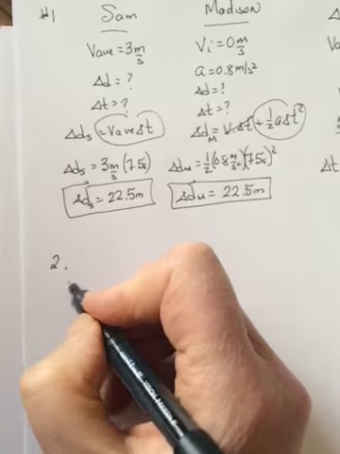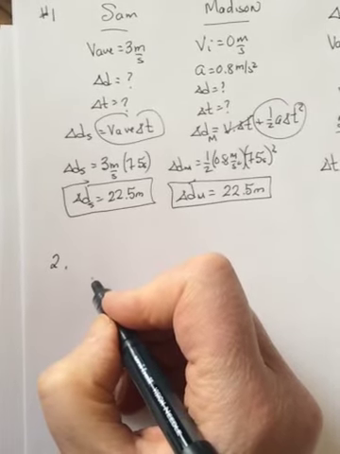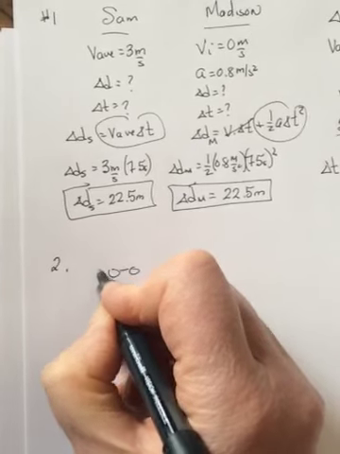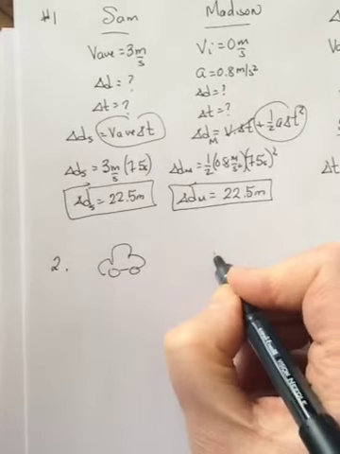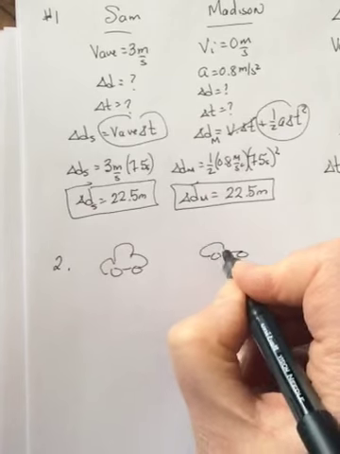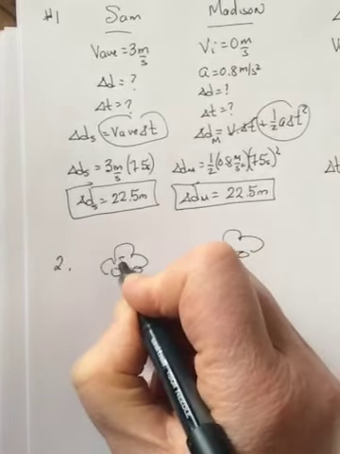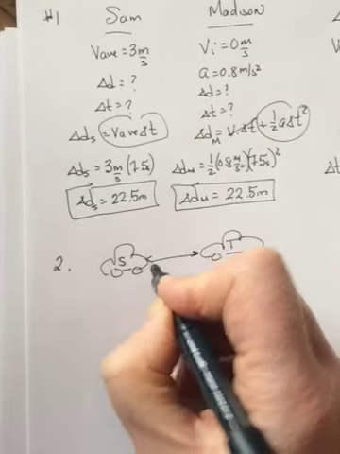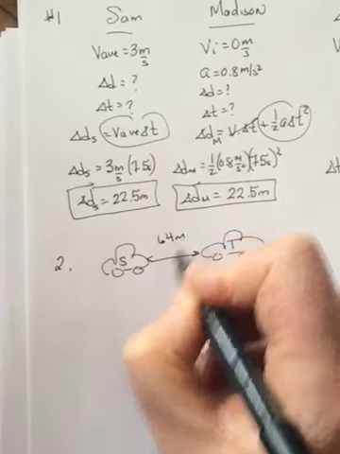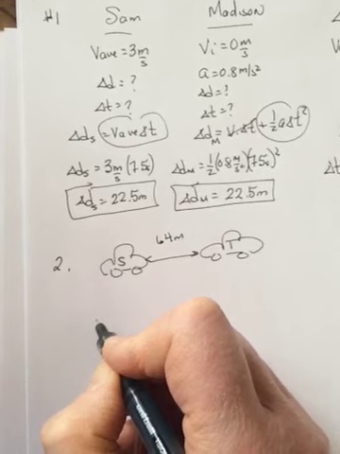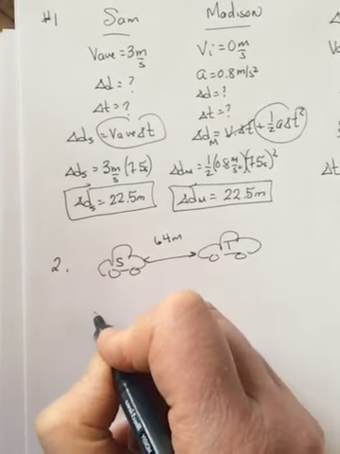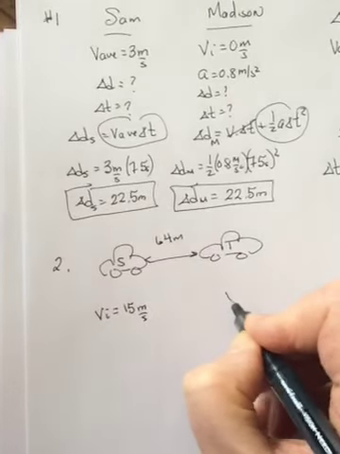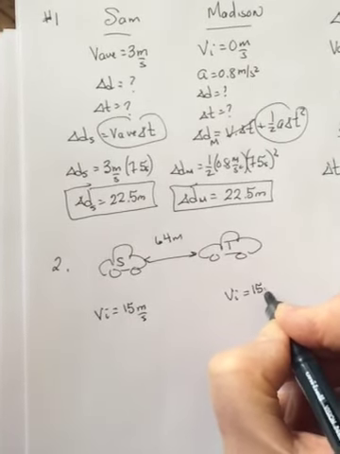All right, number 2. A student is driving 64 meters behind his favorite physics teacher. So here's one car, and here's the other car. So this is the student, this is the teacher. This distance in here is 64 meters. They are both traveling 15 meters per second initially. So VI is 15 meters per second, VI is 15 meters per second.